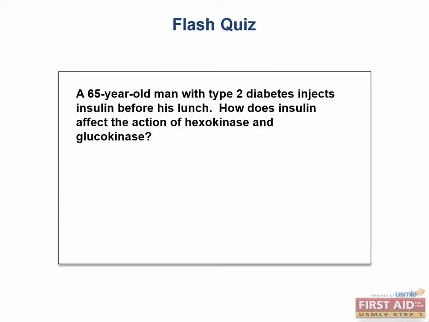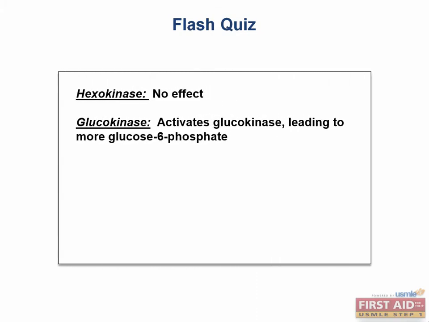So we have a 65-year-old man with type 2 diabetes, and he injects himself with insulin before his lunch. How does insulin affect the action of hexokinase and glucokinase? Well, hopefully you recognize that insulin induces the enzyme glucokinase, but it does not affect the enzyme hexokinase. This is because hexokinase is always active, while glucokinase, on the other hand, must be stimulated by insulin when glucose levels are high, and this creates more glucose 6-phosphate to trap that glucose inside the cell.